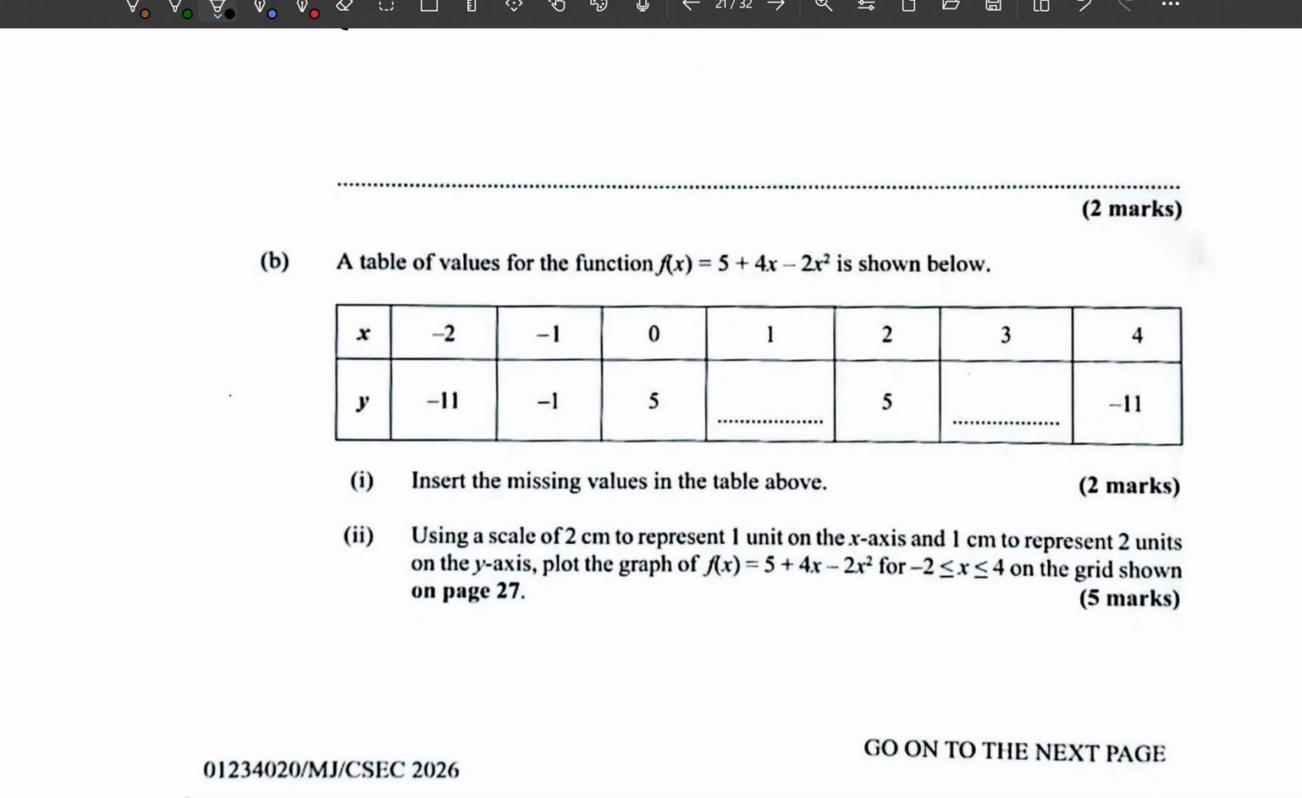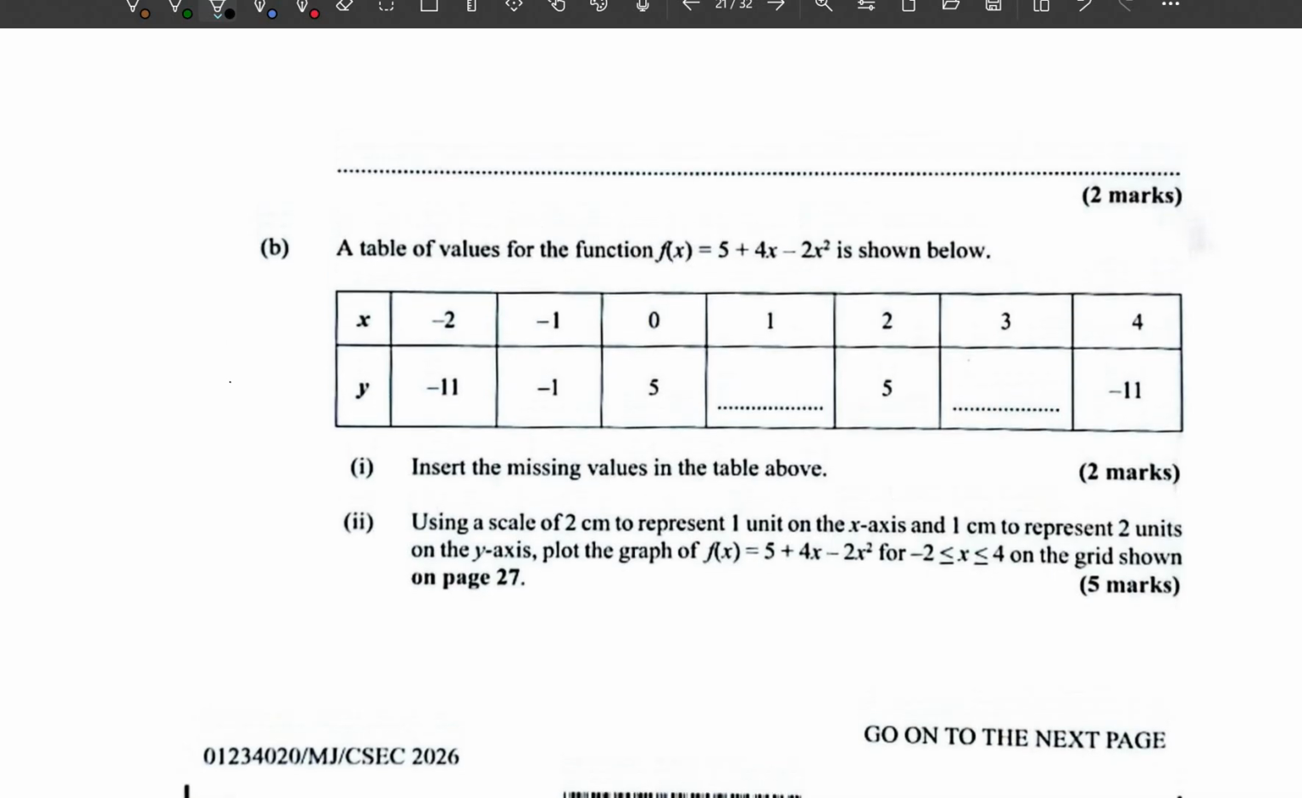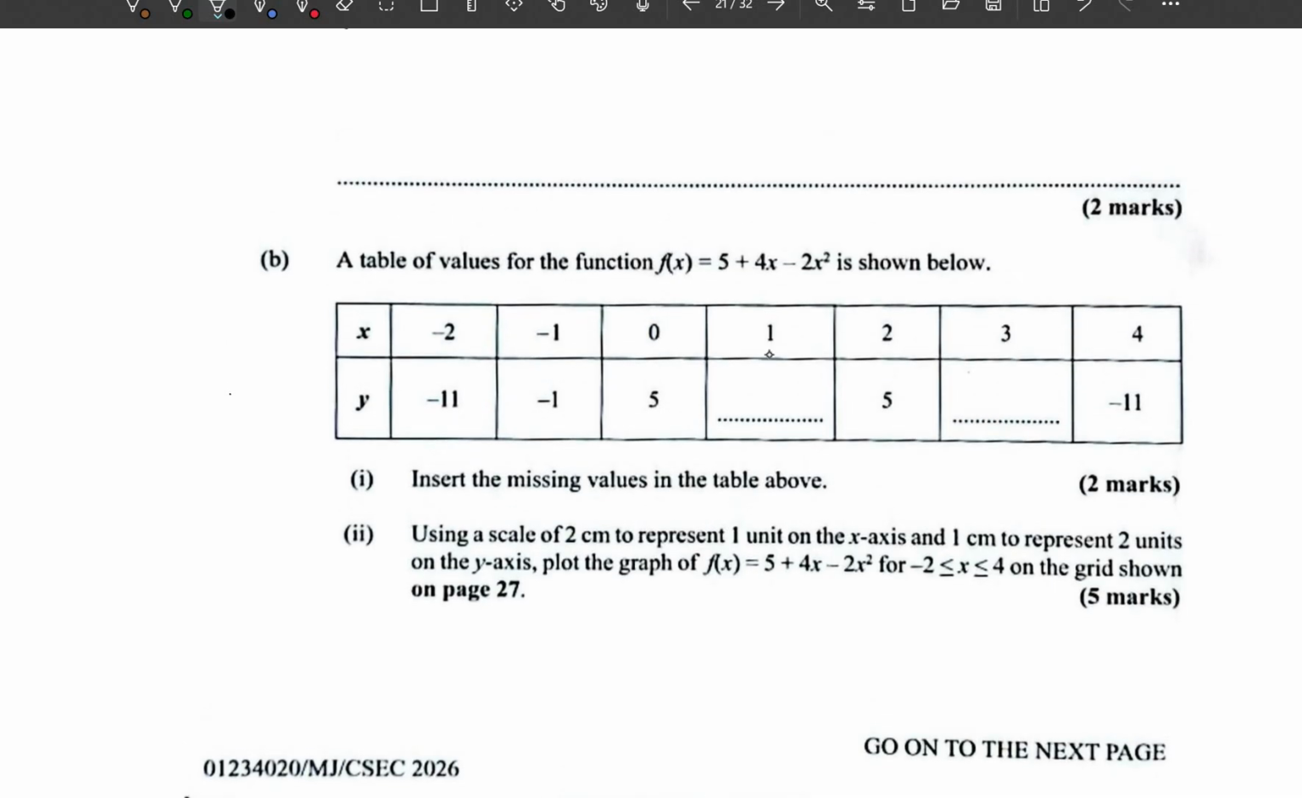we have a table of values for the function. They want us to insert the missing value. So we want to find f of 1 and f of 3. So f of 1 would be 5 plus 4 by 1 minus 2 by 1 squared. That's going to be 5 plus 4 minus 2. That's going to be 5 plus 4 is 9. 9 minus 2 is going to be 7.